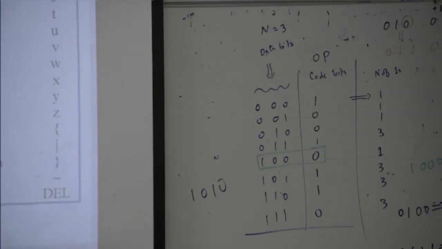What is the size of the data? 7 bits. So it is B6, B5, B4, B3, B2, B1 and B0. Now, what is the code for A? The code for A is 1100001, and this code is actually 97. Why 97? 64 plus 32 is 96, plus 1 is 97. Got it?